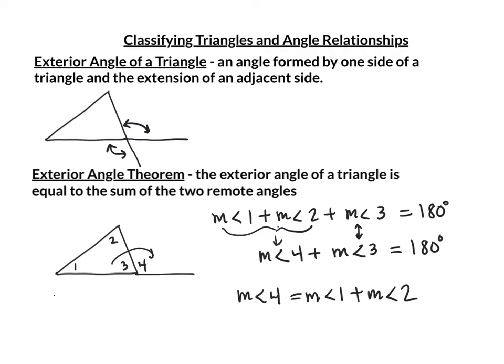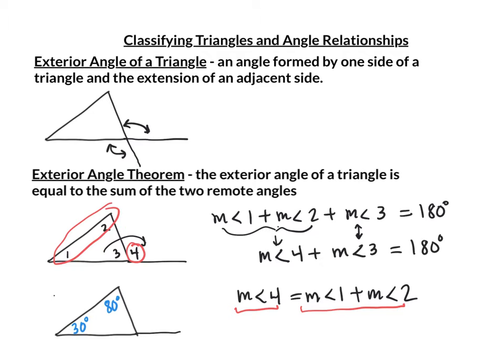Notice the way the theorem is worded. The exterior angle, that's the outside angle, is equal to the sum of the two remote angles, the angles furthest away. The measure of 4 is equal to the measure of 1 plus the measure of 2. Here's an example with numbers. If the two remote angles were 30 and 80, then this exterior angle would be 110 degrees.